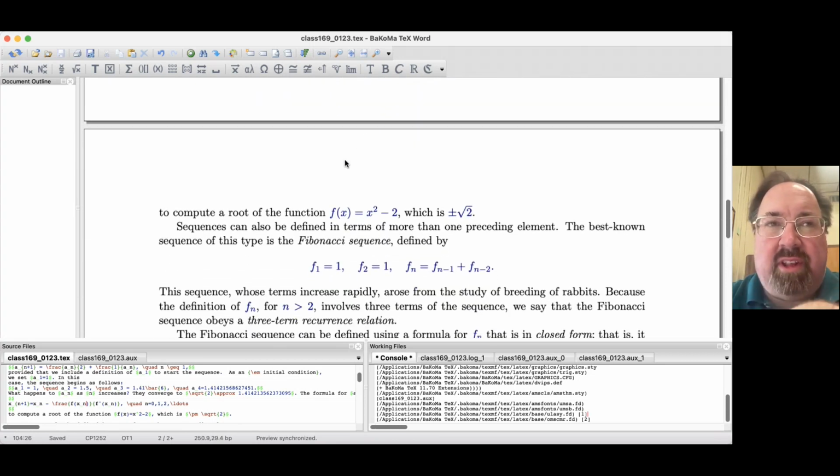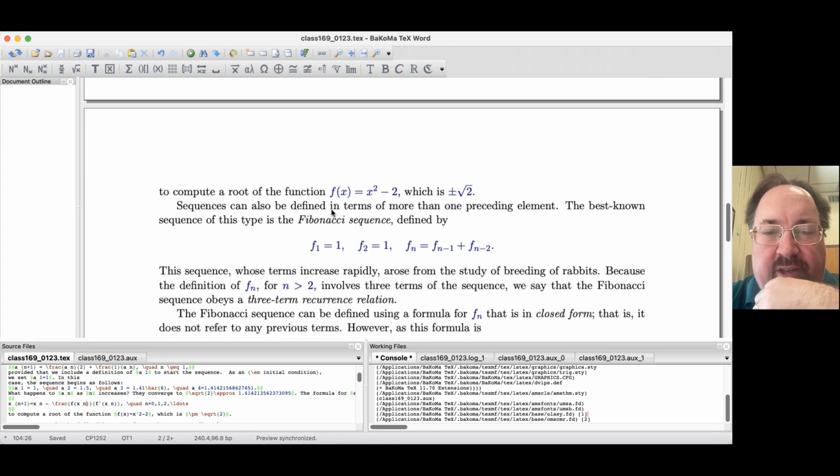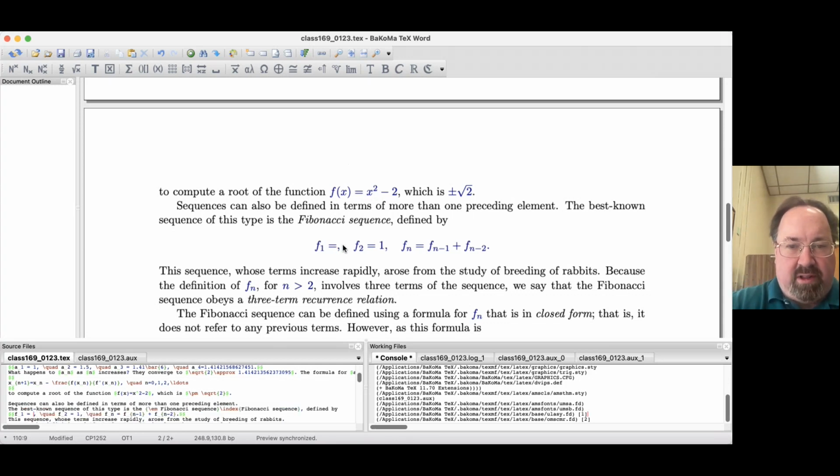Now, in that example, each term was defined in terms of just the previous term and nothing else, no other terms. But you're not restricted to that. You could define each term using more than one preceding term. And we dealt with this kind of sequence in last Wednesday's class, the Fibonacci sequence. So actually that should be 0.